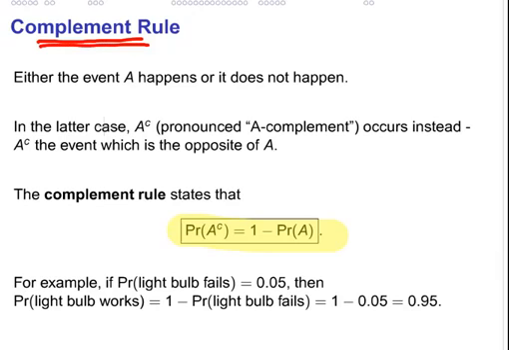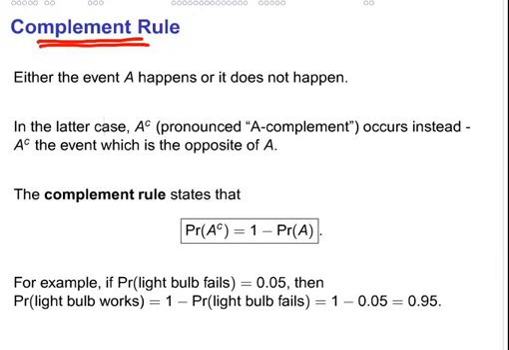So if the probability of A happening is 30%, that means the probability of it not happening is 70%. For example, if the probability a light bulb fails is 0.05, then the probability that the light bulb works is 1 minus 0.05, which is 0.95. So, a very simple and straightforward idea about the complement rule.